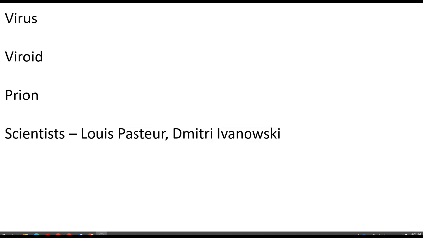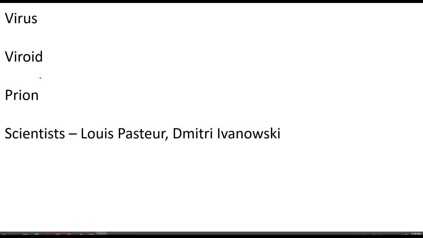But in chapter 20, what I want to focus on is section 20.1, which is the section on viruses, viroids, and prions. We're going to spend most of our time on viruses. So I'll start by explaining what a virus is. First of all, what it is not. It's not a cell. A virus is not cellular.